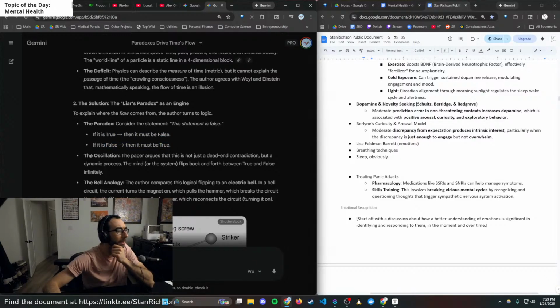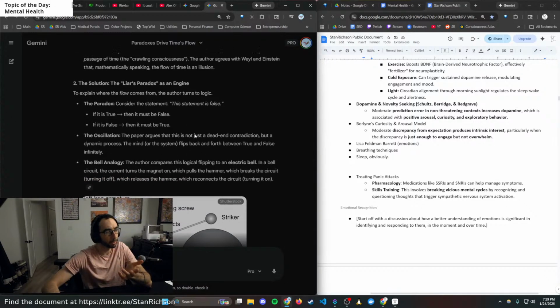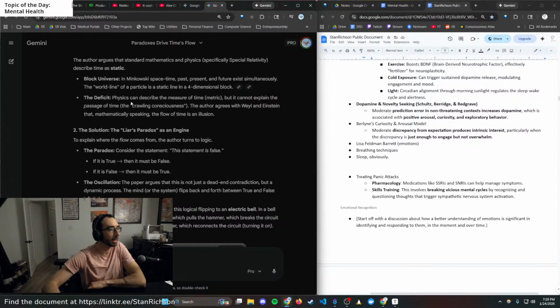Okay, cool. The oscillation. The paper argues that this is not just a dead-end contradiction, but a dynamic process. The mind flips back and forth between true and false infinitely. The author compares this logical... Okay, so yeah, it is doing that. It's saying that the axiom is that time is not static in consciousness, but it is static in the universe, and then it creates that paradox.